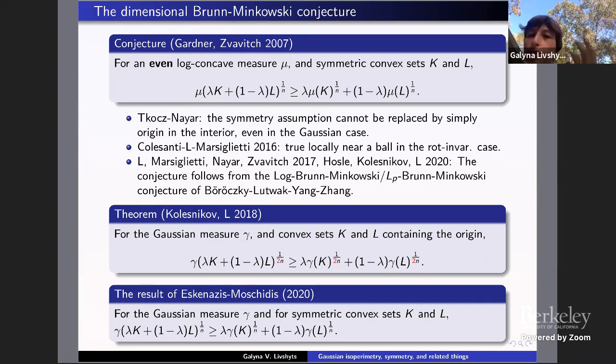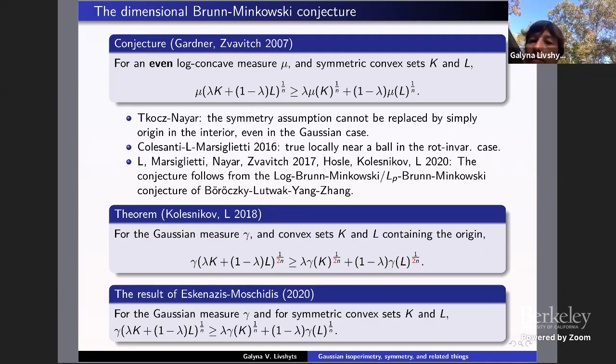But actually, it's curious that it follows from something that's called the log-Brunn-Minkowski conjecture of Böröczky, Lutwak, Yang, and Zhang, which I'm not going to talk about at all. But that conjecture is much more reasonable, and it's very logical and very believable. So surprisingly, using also in our argument a result of Saroglou, we get that this should follow if we believe in the log-Brunn-Minkowski conjecture.